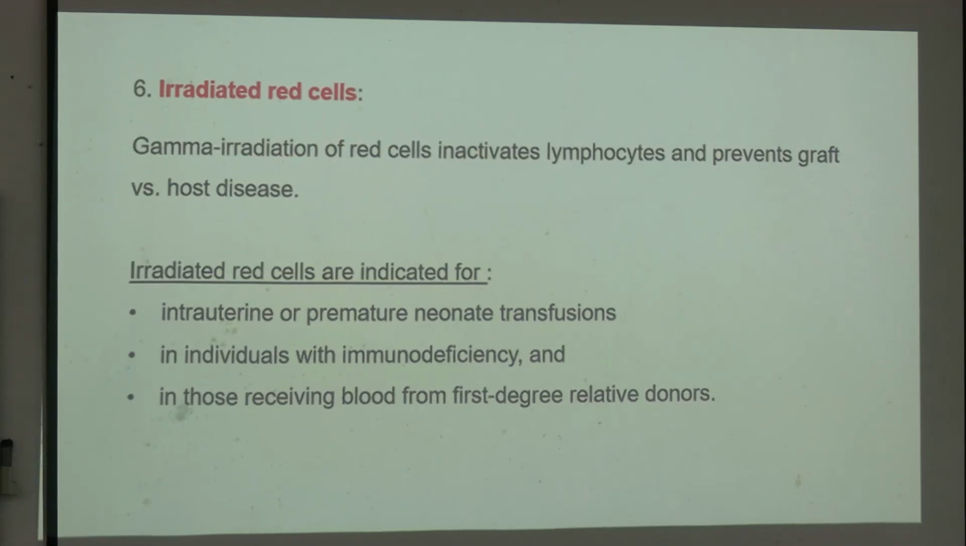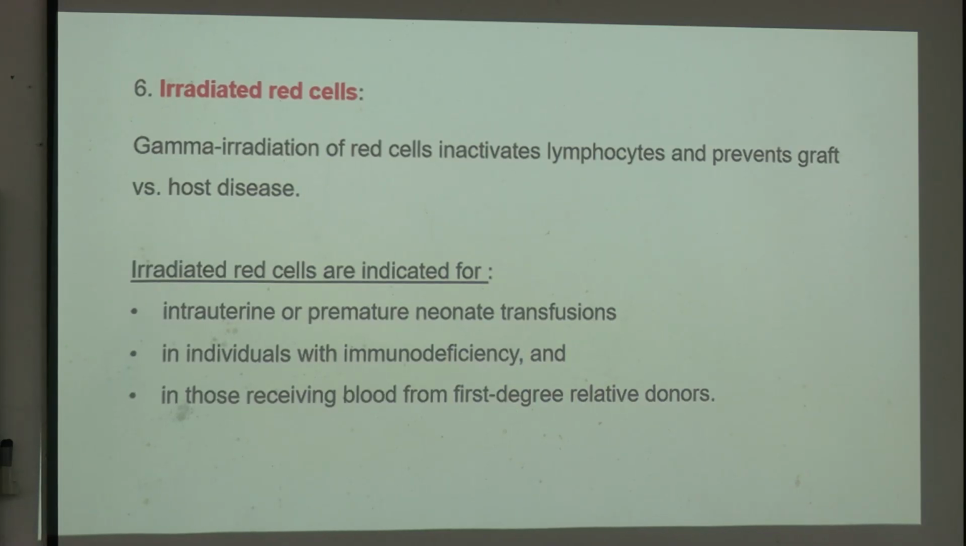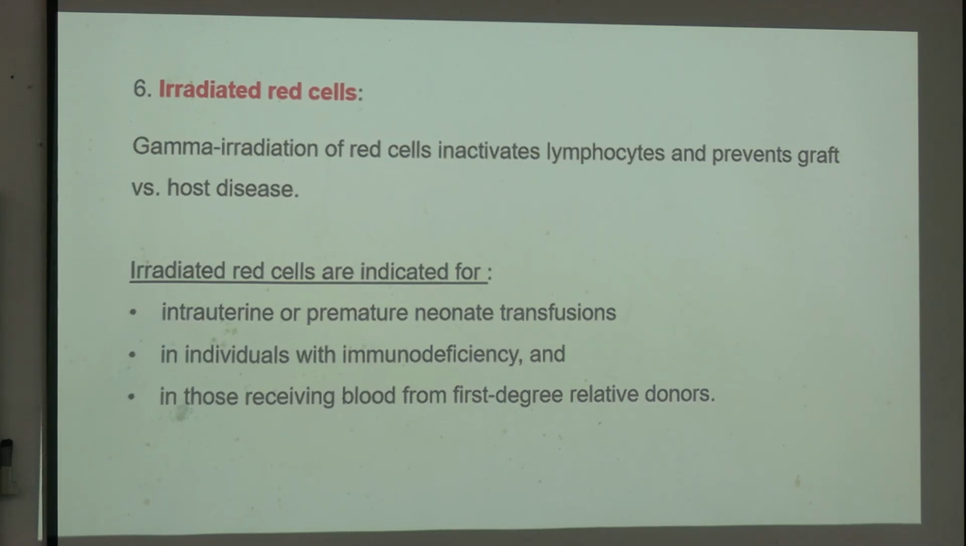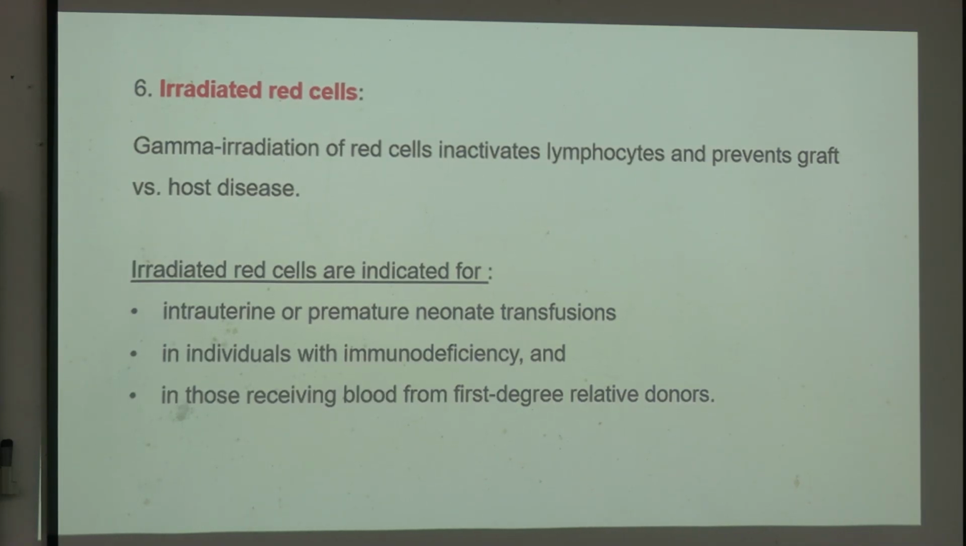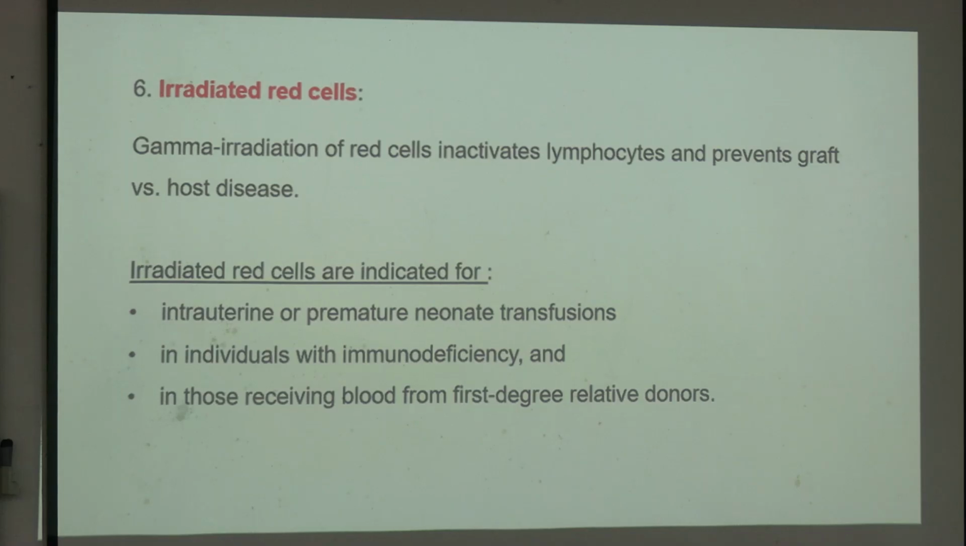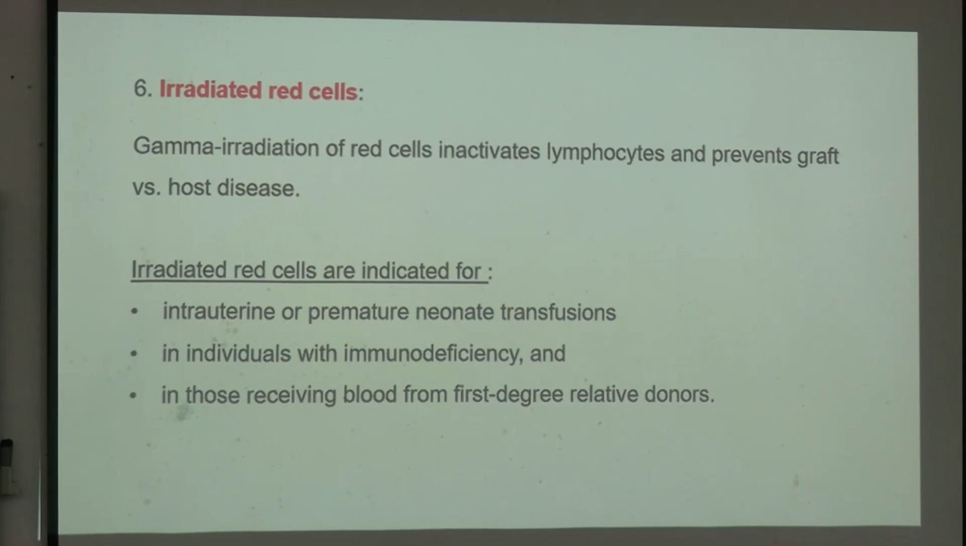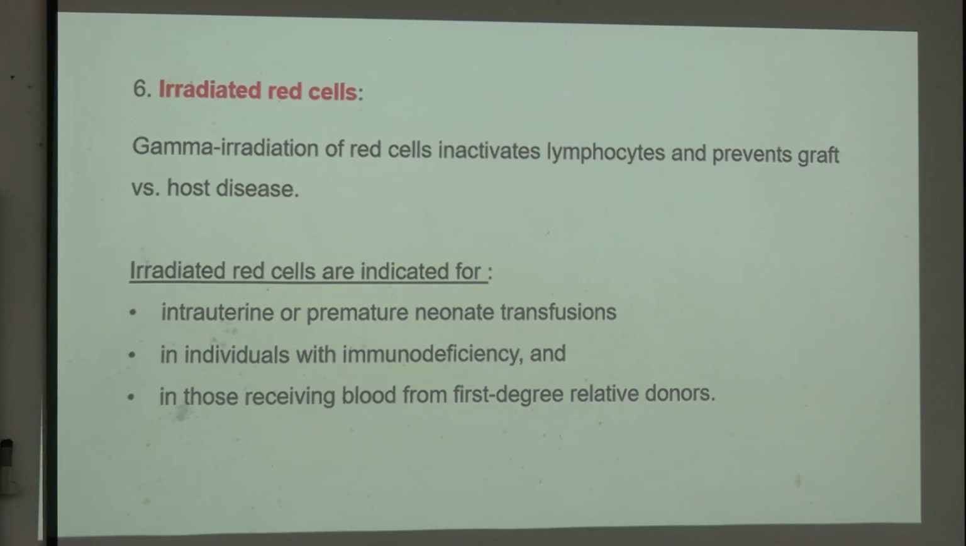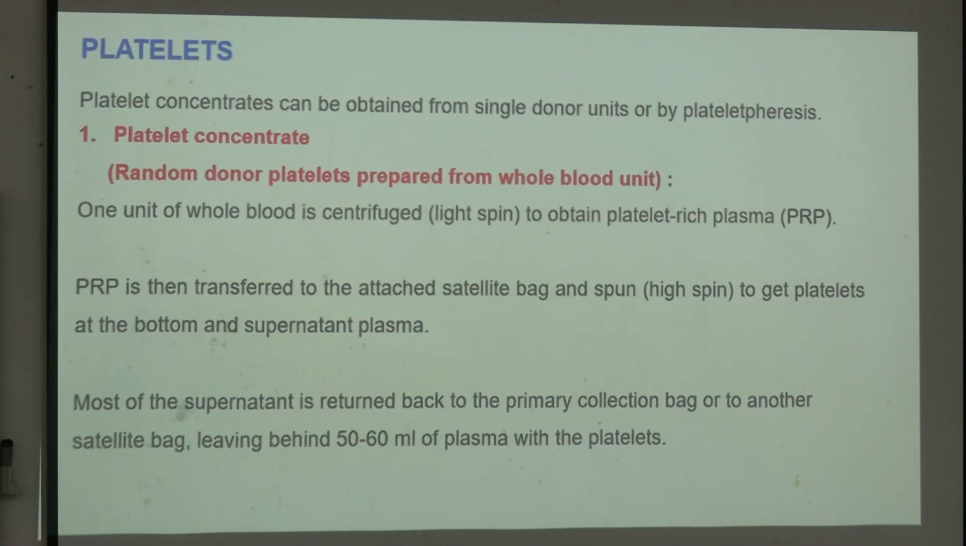Now coming to irradiated red cells. Irradiated means gamma irradiation of red cells. It inactivates the lymphocytes and prevents graft versus host disease. So irradiated RBCs have three indications. One is intrauterine or premature neonate transfusion, in individuals with immunodeficiency, and in those receiving blood from first degree relatives.